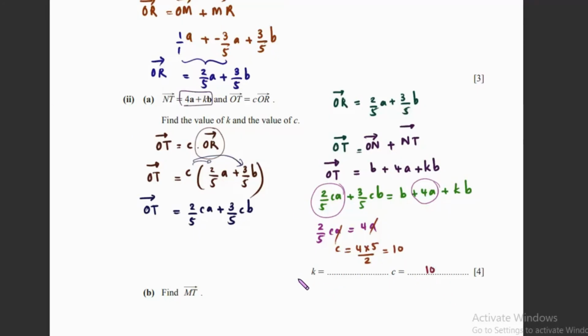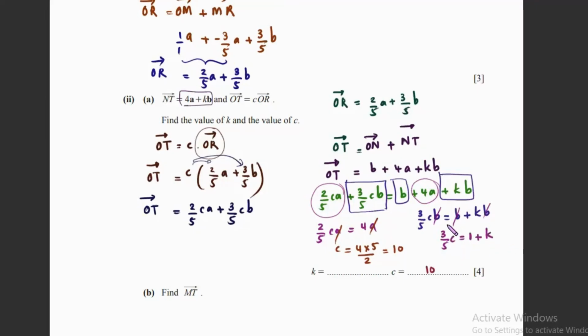The same way, I need to find what K is. To find K, I'm going to make use of everything that has K in it. That is the B's. I'm going to relate all the B's. So 3/5 CB is equal to this B that I have here, plus this KB. They all have B in common, so I'm going to cross out the B's. Then I will have 3/5 C is equal to B, which means there's a 1 there, 1 plus K.